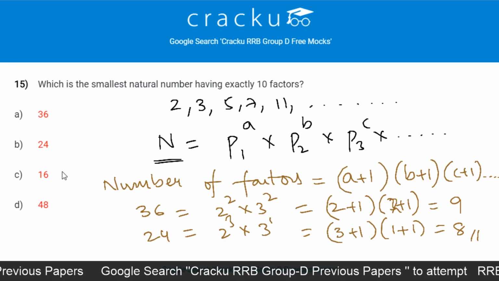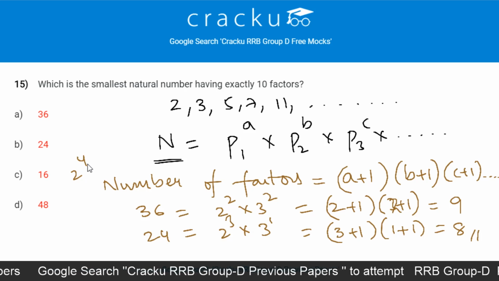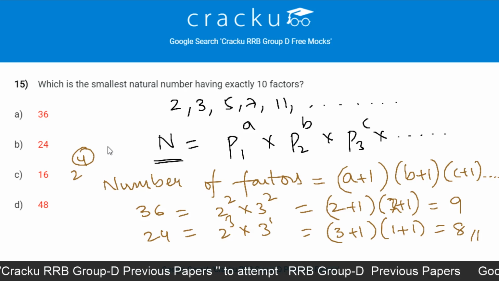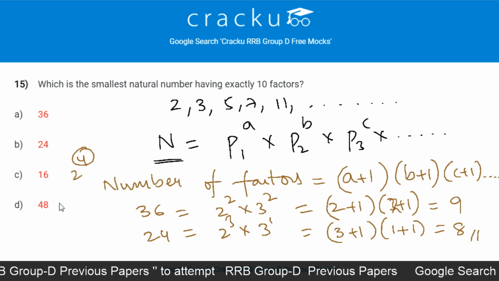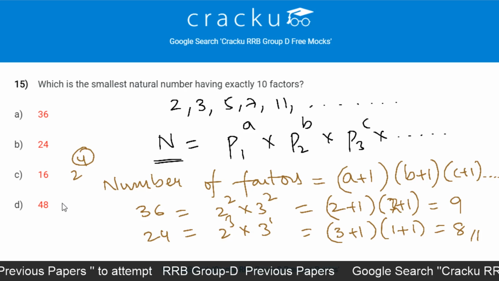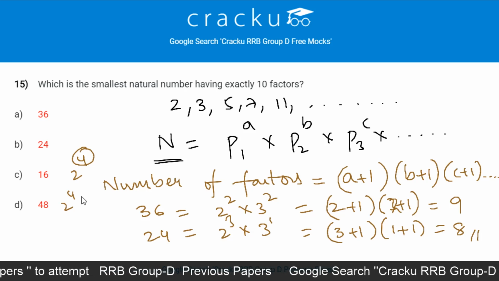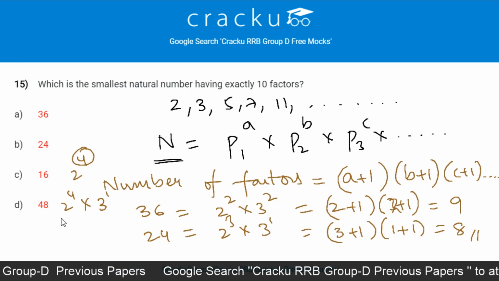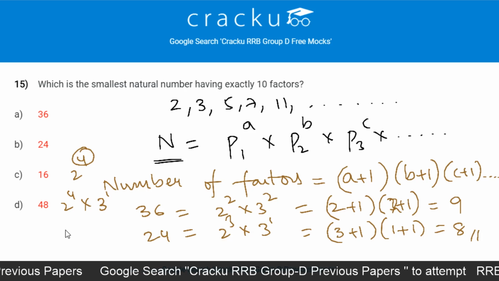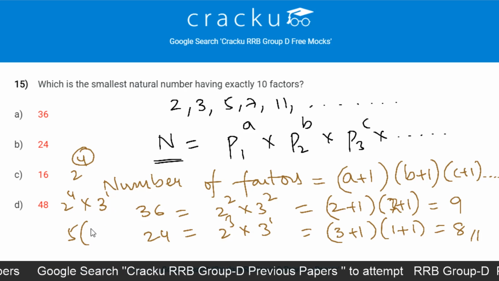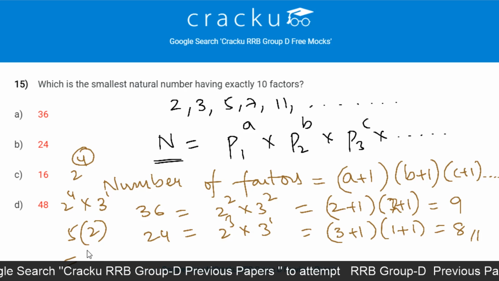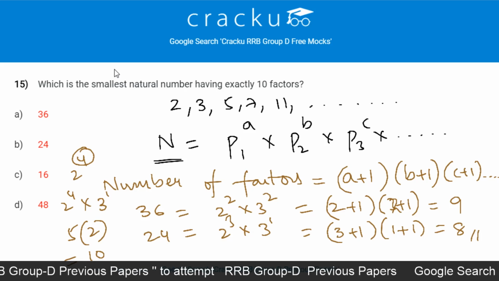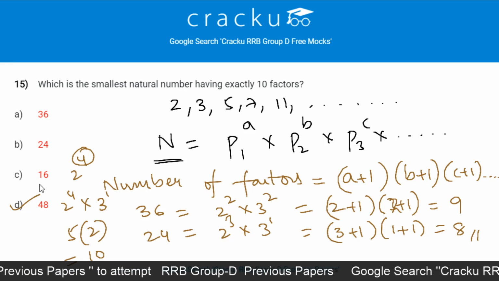Similarly for 16, 16 can be written as 2 power 4. So the total number of factors for 16 is 4 plus 1, that is 5. For 48, 48 can be written as 2 power 4 into 3 power 1. That is, the total number of factors are 4 plus 1, 5, into 1 plus 1, that is 2. So the total number of factors for 48 is 10. And this is the required answer for that question. So the answer is option D.